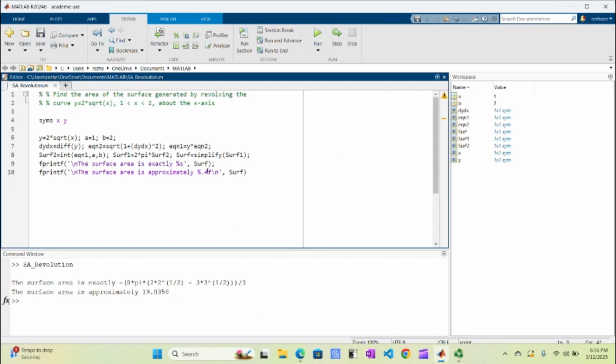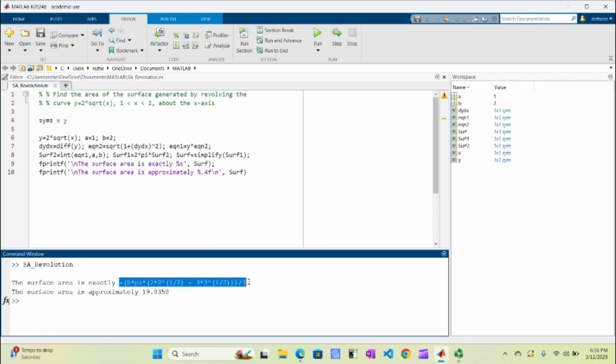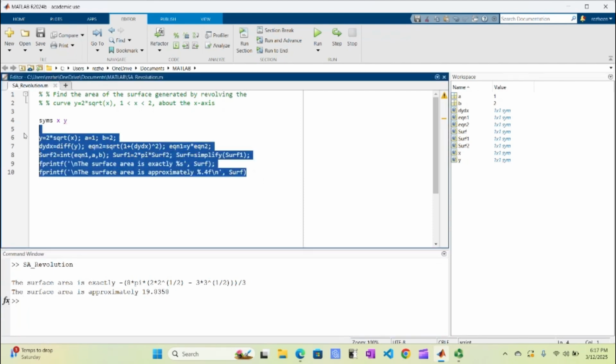All right, I actually want to show both exact and approximation. So if you want an exact answer, this is the answer here. It's a long answer, even simplified, and the approximation to 4 decimal places is 19.8358. So this is revolving about the x-axis. Now we can do about the y-axis. It's very similar, but we have different functions. So let's comment all of this. Let's put the syms back there.